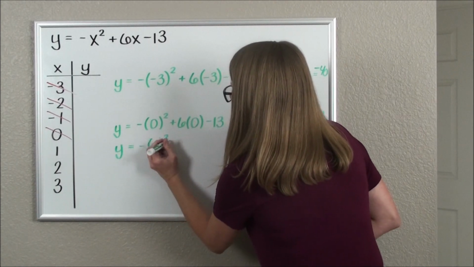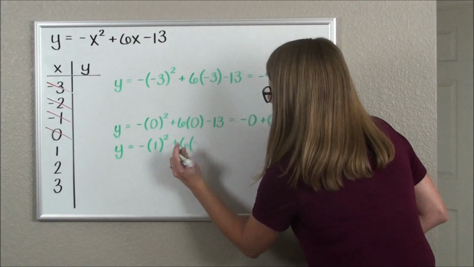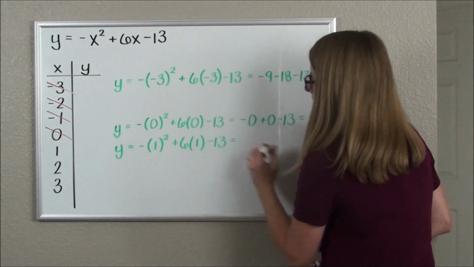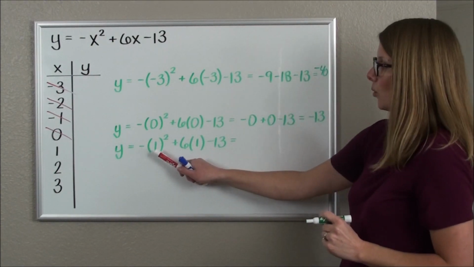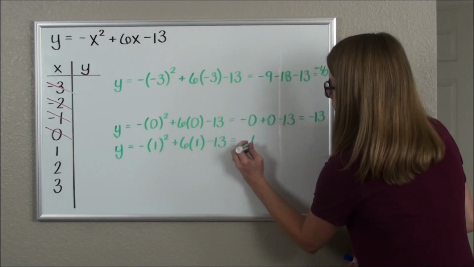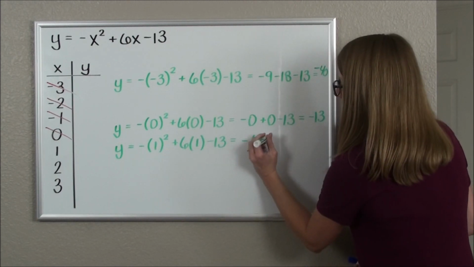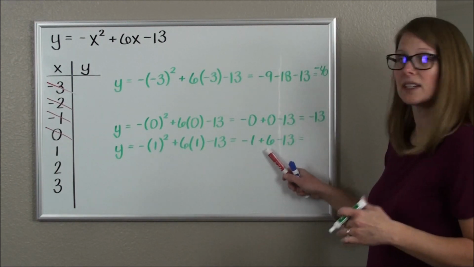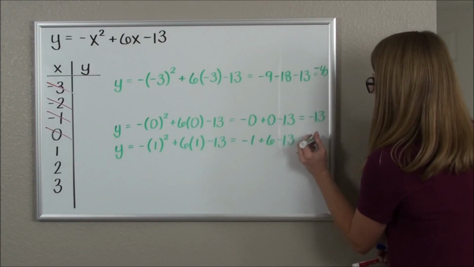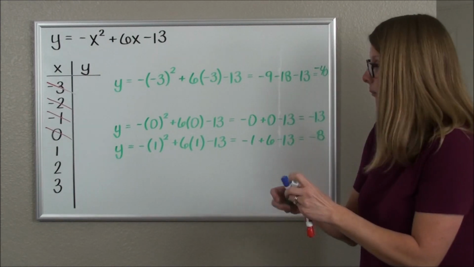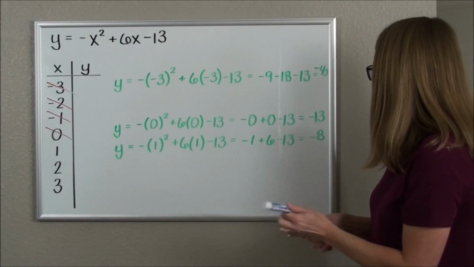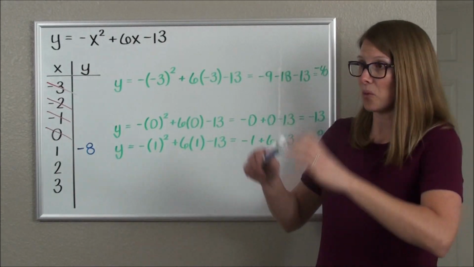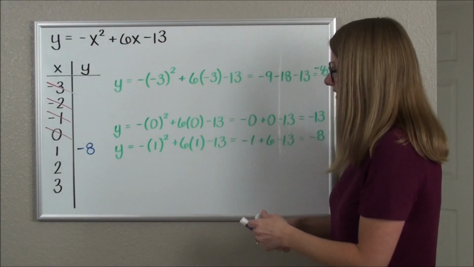Negative x squared plus 6 times x minus 13. Let's see how this one goes. We have negative 1 squared, so that's negative 1. 6 times 1 is 6, and then we have minus 13. So negative 1 plus 6 is 5. 5 minus 13 is negative 8. Thank goodness that's something that I'm willing to graph. So when x is 1, y is negative 8. That's the first value I'm even willing to look at, so I'm glad that I've got something there.